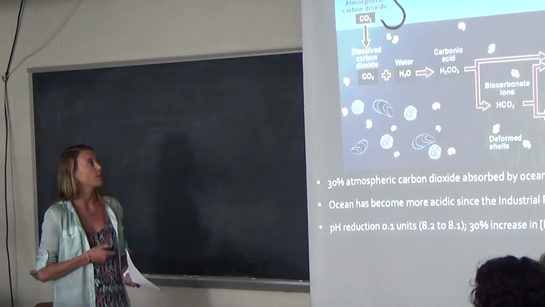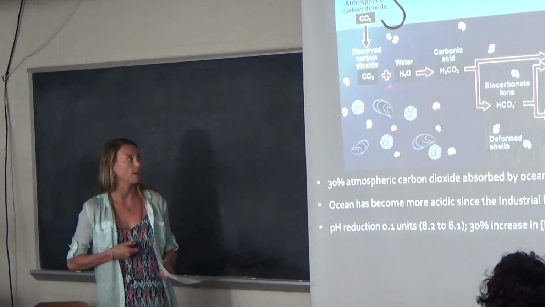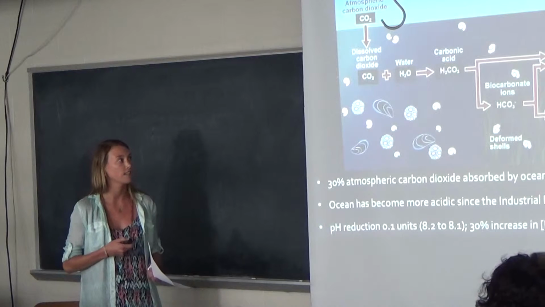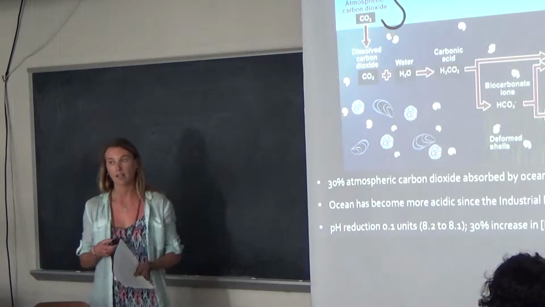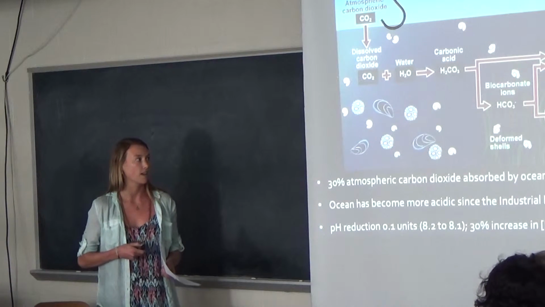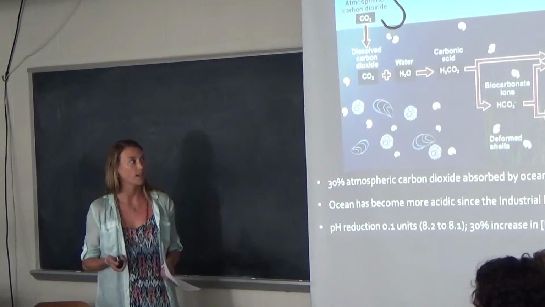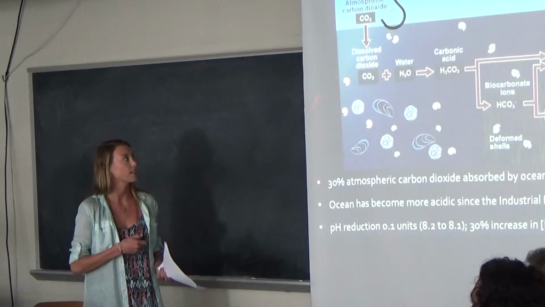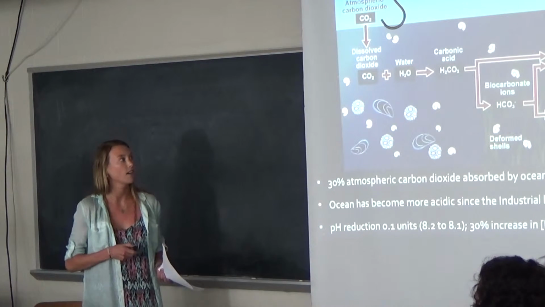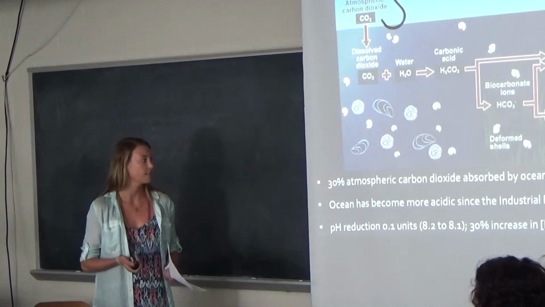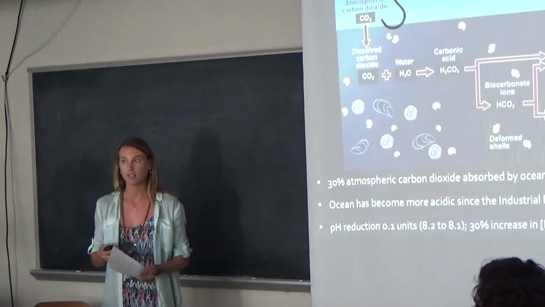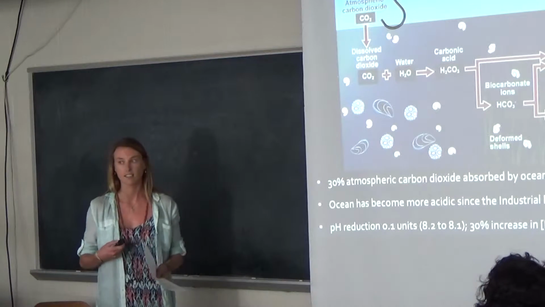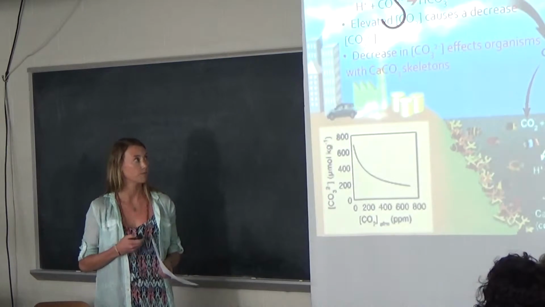So you start with dissolved carbon dioxide plus water forms carbonic acid, which is a really weak acid, so it quickly dissociates into hydrogen ions and bicarbonate ions. And these bicarbonate ions can also dissociate into more hydrogen ions and carbonate ions. So the big picture here is that more carbon dioxide creates more concentration of hydrogen ions, and this has corresponded to a 30% increase in the concentration of hydrogen ions since the Industrial Revolution.